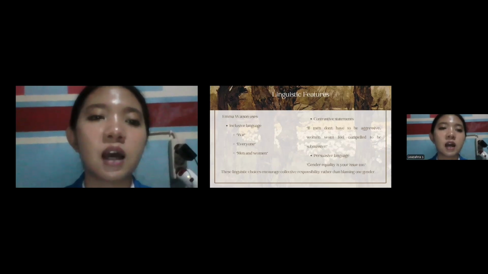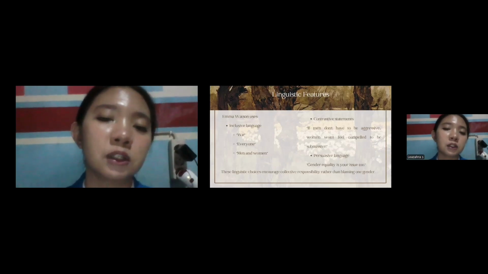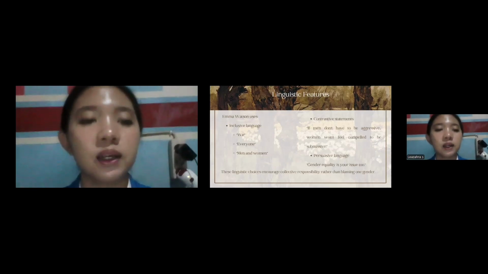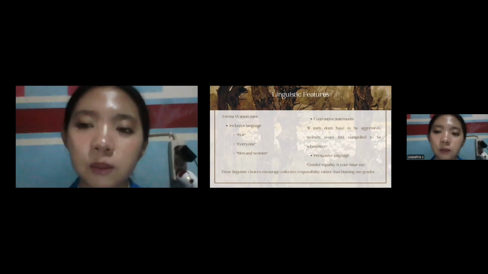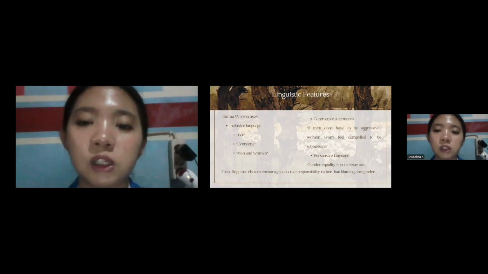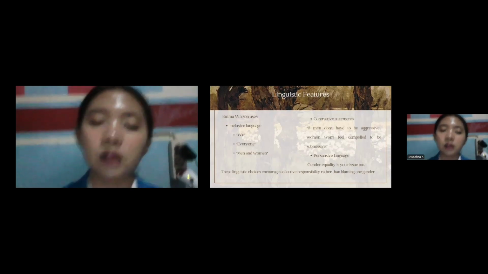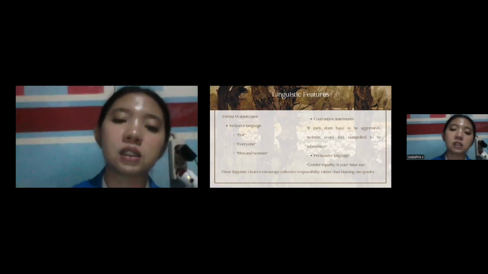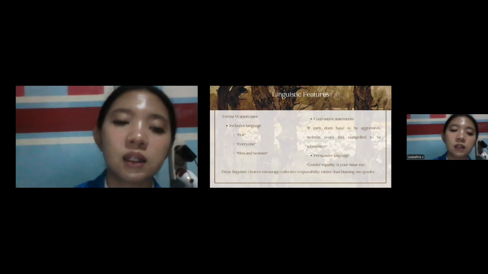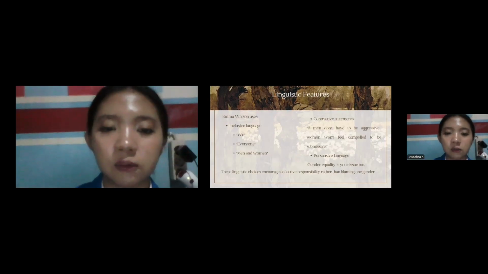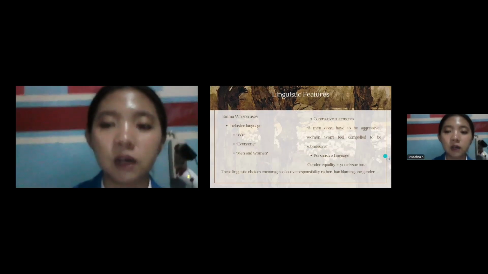Linguistic features. Emma Watson used 1. Inclusive language such as we, everyone, men, and women. 2. Conditional statements: if men don't have to be aggressive, women won't feel compelled to be submissive. And 3. Persuasive language: gender equality is your issue too. These linguistic choices encourage collective responsibility rather than blaming one gender.